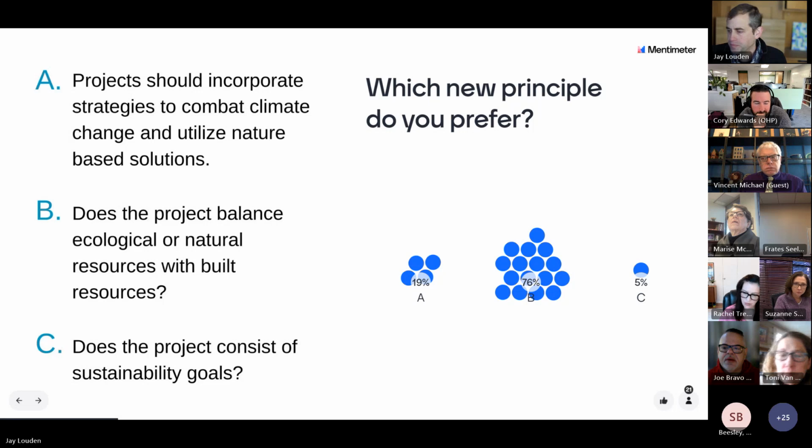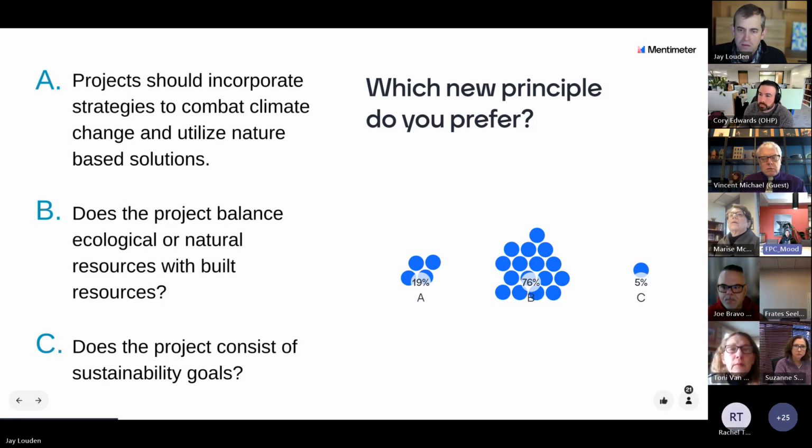Okay. Yeah, A came up in one of the rooms. They were like, why isn't climate change mentioned as a guiding principle? They just felt strongly that that should be something we should all be thinking about these days.